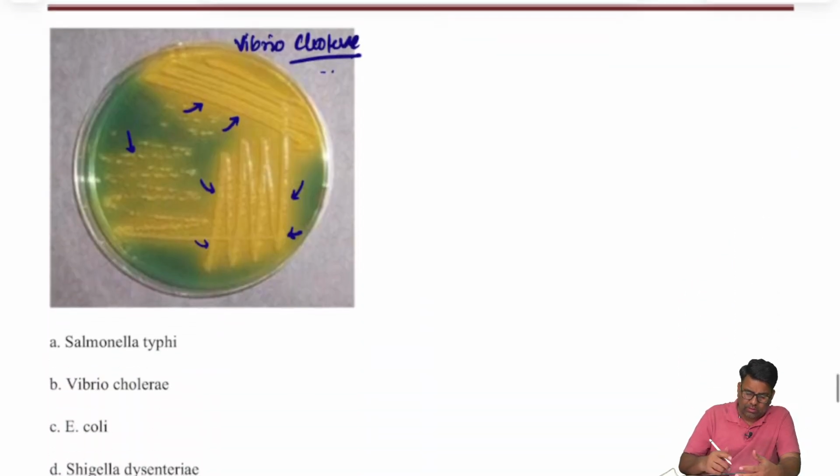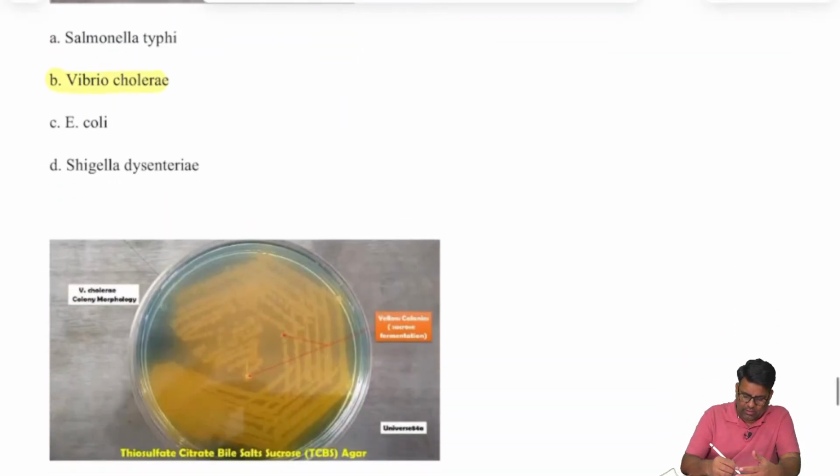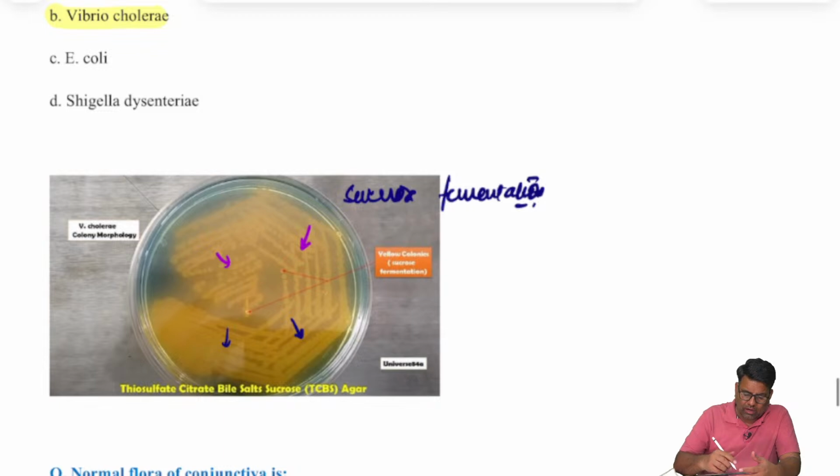Yeah, so this is a classical question related to Vibrio cholerae, and you can see these are all yellow colonies, which are classically because of fermentation of sucrose. So sucrose fermentation, and this is thiosulfate citrate bile salts sucrose agar, TCBS. Okay, so this is Vibrio cholerae.